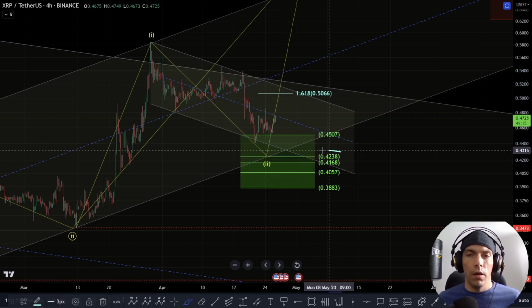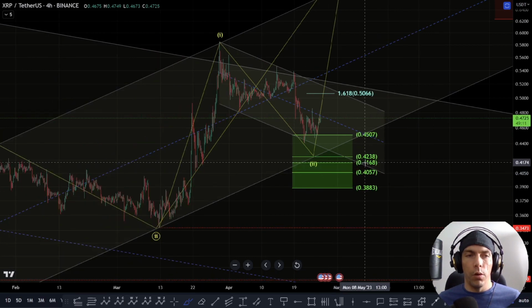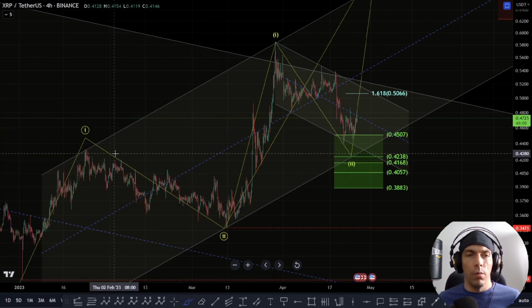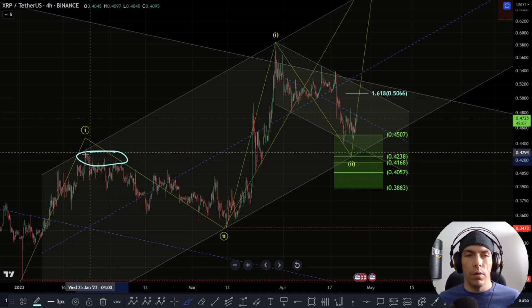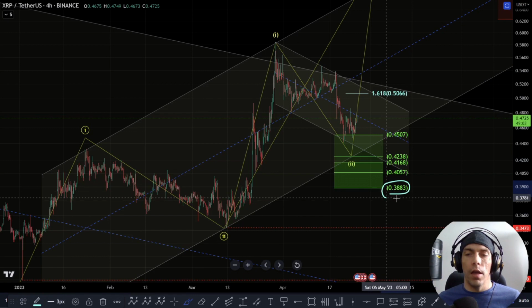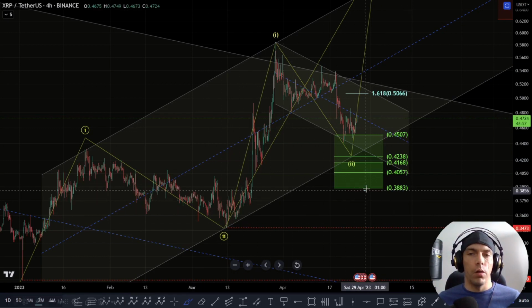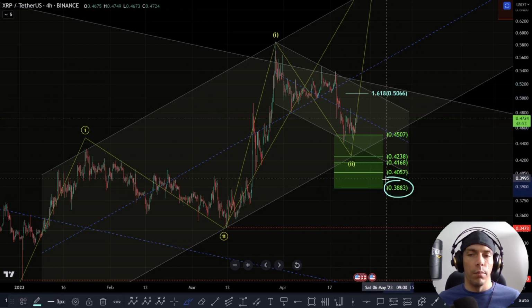So if we do break down, I'm going to be keeping an eye out on this zone of 42.38 to 41.68. We can see that this would bring us back into these highs as well over here. So this would be quite an interesting little zone. If we lose this 38.83, this would indicate that the possibility of this moving up again in a bigger 5-wave structure starts to become less likely.